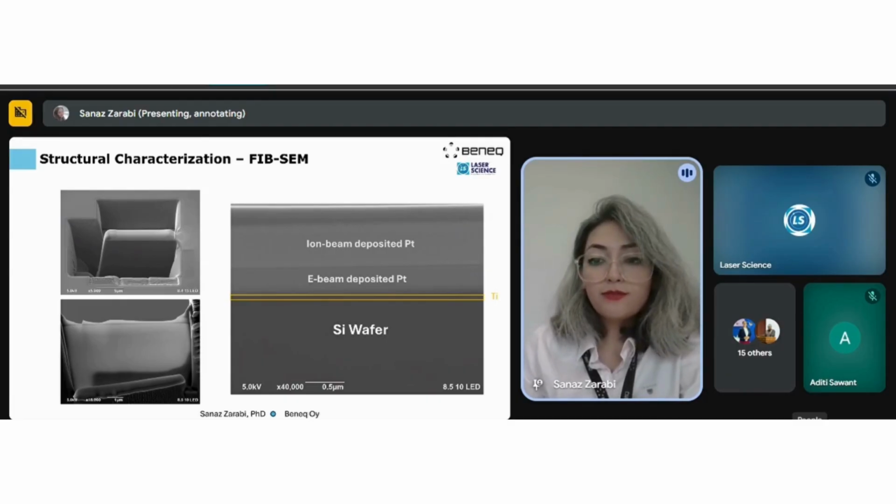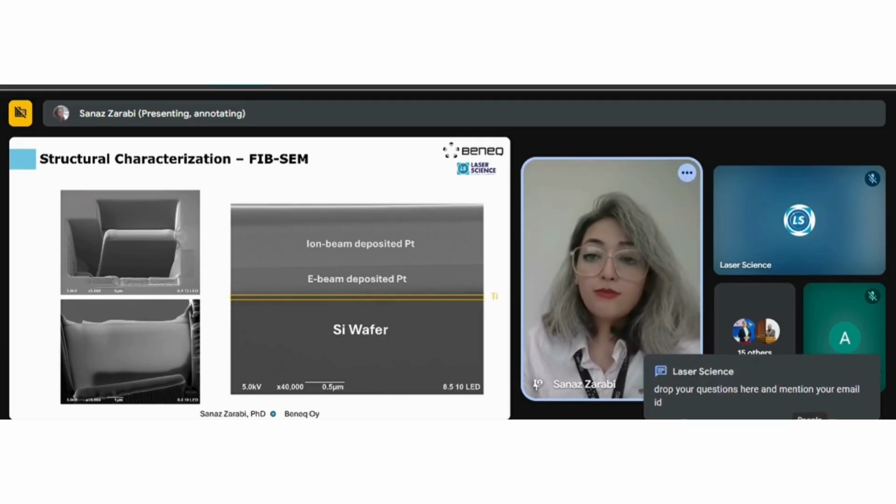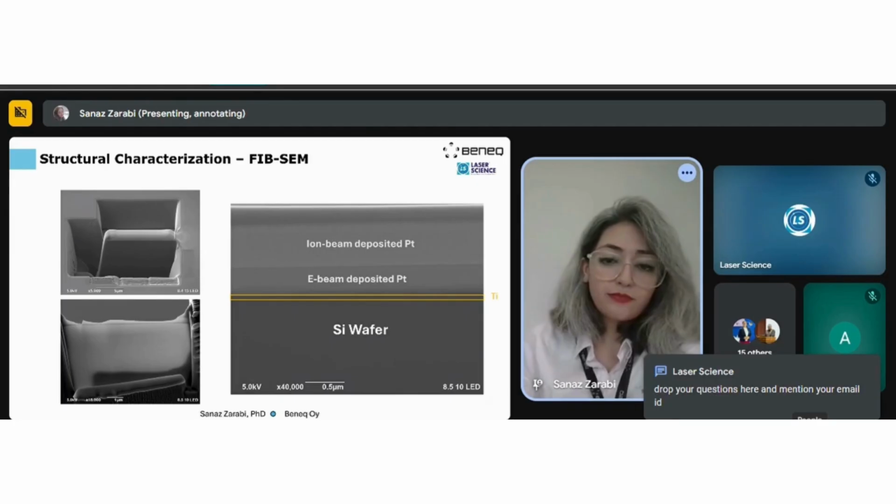The process involved precisely milling a thin section of the sample while ensuring minimal damage. To enhance the mechanical strength and prevent structural deformation, we deposited a protective platinum layer on top of the film before thinning it down to electron transparency. This careful preparation allowed us to obtain high-quality TEM images, ensuring that the film's microstructure and grain boundaries could be accurately analyzed.